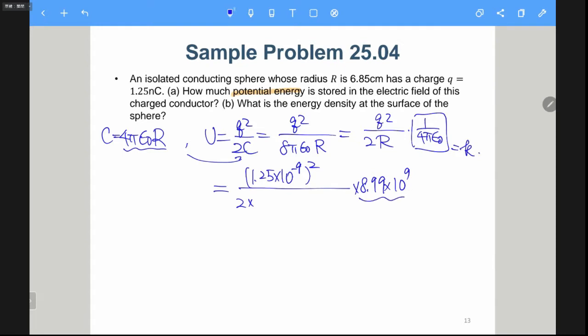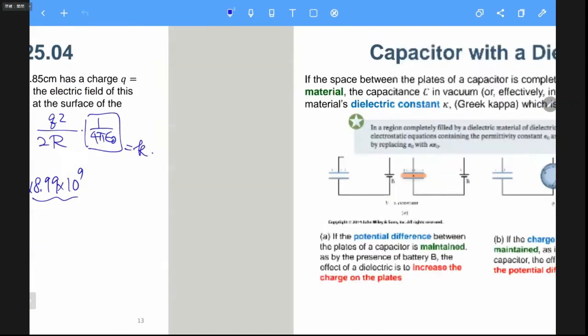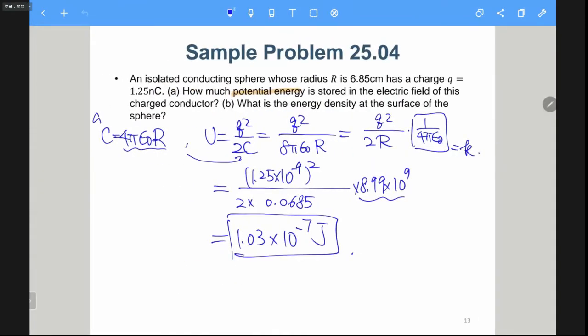So 2 times R is 0.0685. And then the answer will be 1.03 times 10 to the minus 7 joule. So it is quite simple, and this is part A.